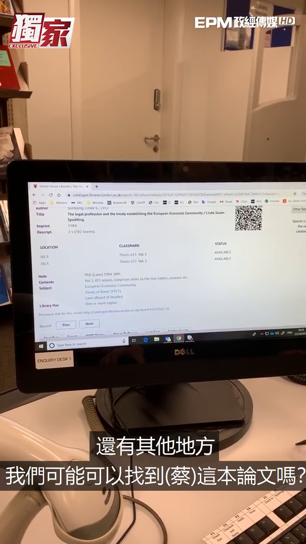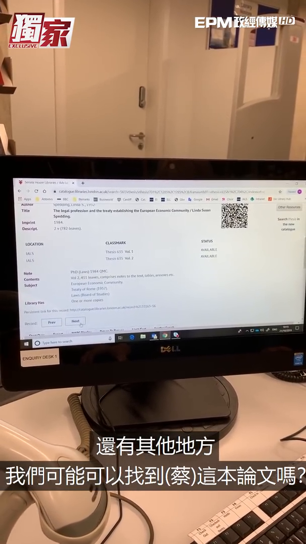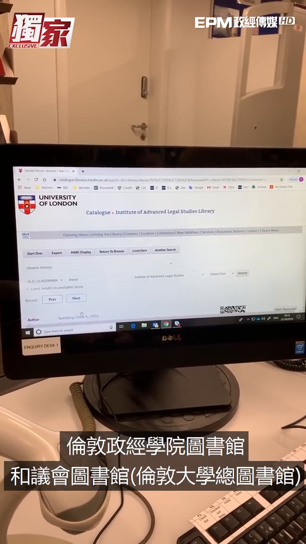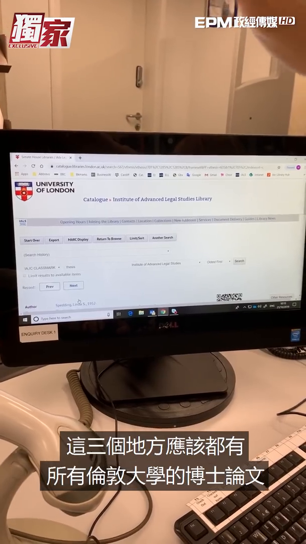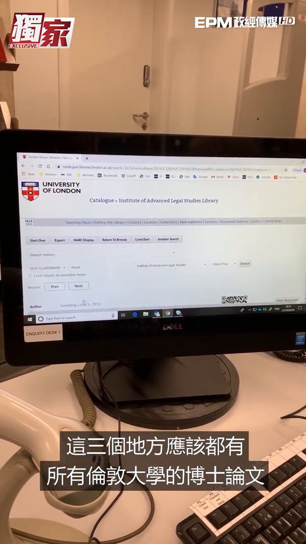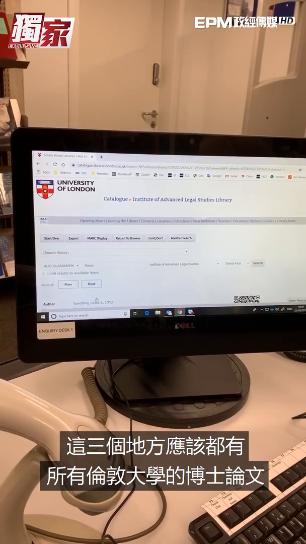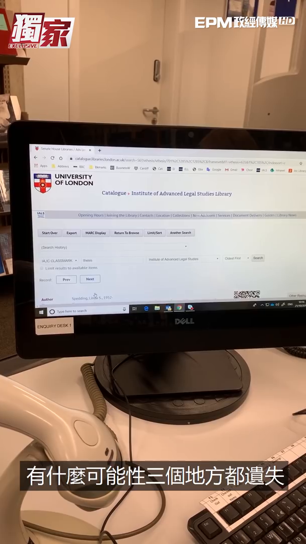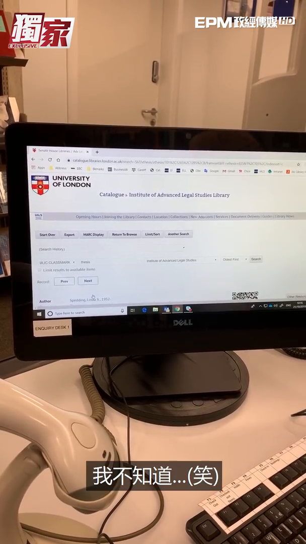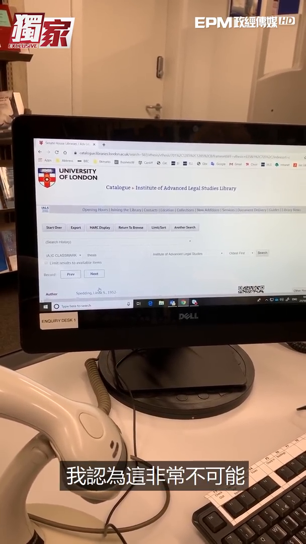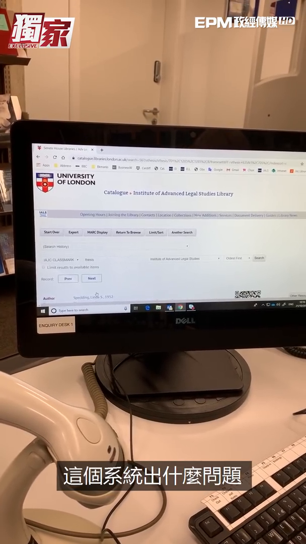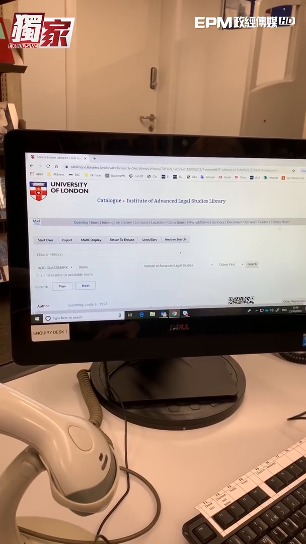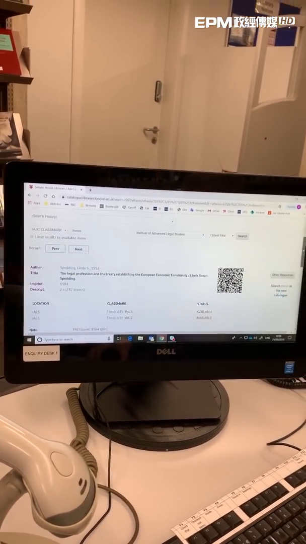Yeah. So isn't it possible there's anywhere else we can find the thesis? The three places to check would be here, LSE Library and Senate House Library, the big white building over there. They're the three places that should, in theory, all have a copy of a University of London PhD thesis. So what is the possibility that all three places are missing? I don't know. I've got no idea. I would think it's very unlikely, but if something went wrong with the system, I don't know. Perhaps. Okay. All right. But we don't have it, I'm afraid.